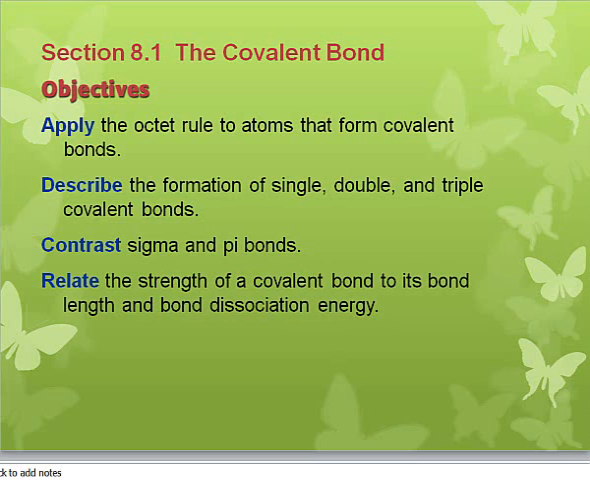So now we're going to move into covalent bonding. In covalent bonding, we are sharing electrons so that each atom shares the electrons to obey the octet rule.